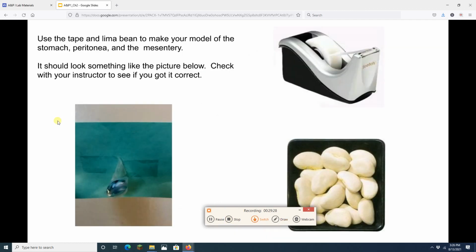This means we're almost done. On page 17 of your lab manual, you are asked to build a model of the stomach, the peritoneum, that's the plural of the two membranes, and the mesentery, using a lima bean and some tape. You don't have to use a lima bean. You can use anything, any little thing will work. You could use whatever you have at home. If you have a marble, a raisin, a button, a penny, a quarter, a dollar coin, whatever you've got.